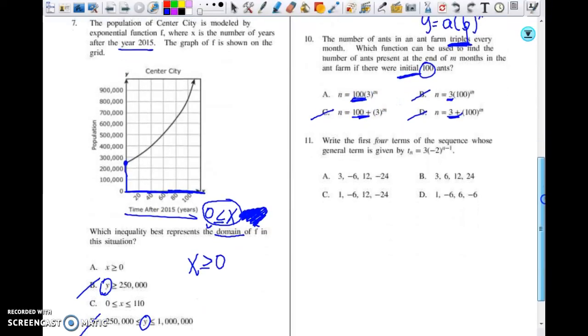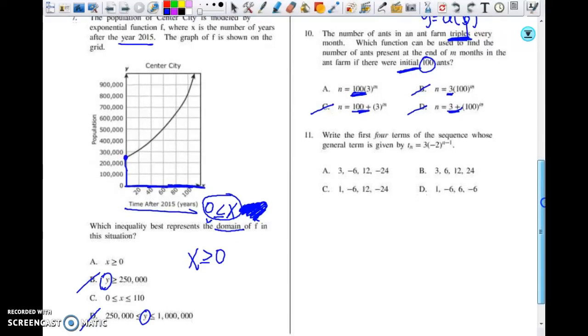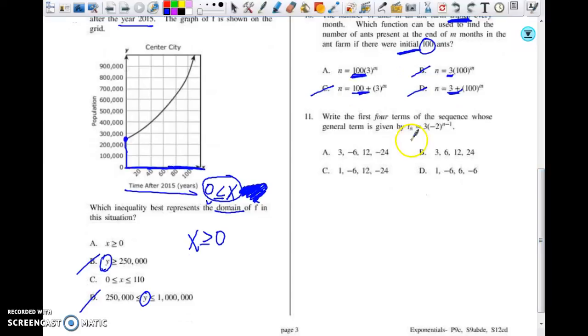So number 11: write the first 4 terms of the sequence whose general term is given by t sub n equals 3 times negative 2 to the power of n minus 1. So, the first 4 terms of the sequence.